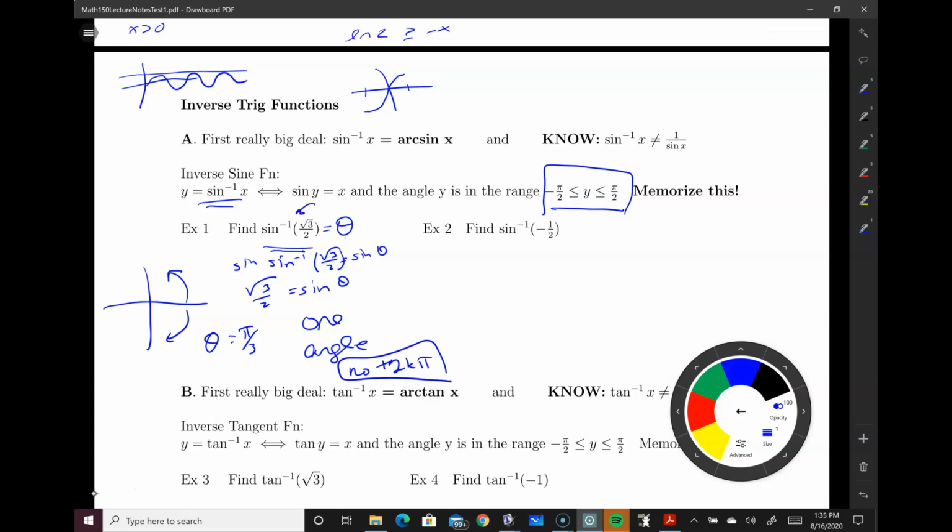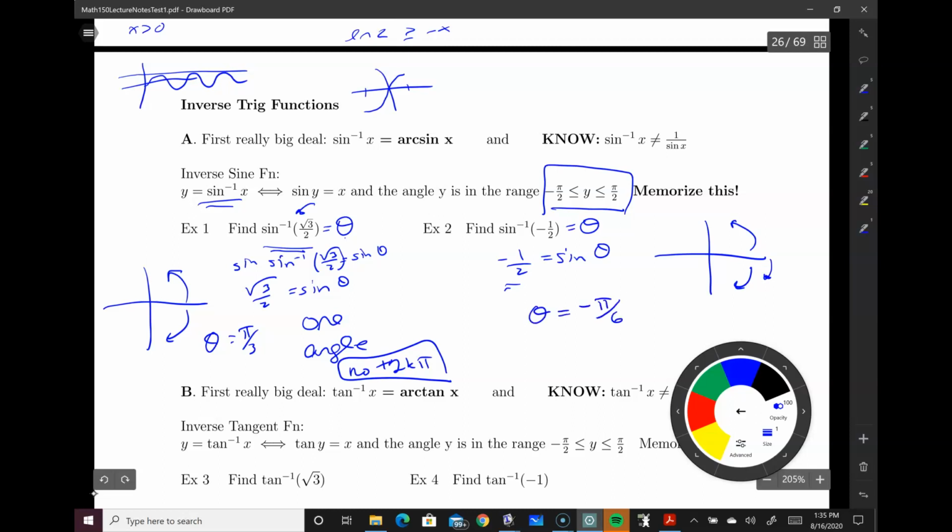So let's do this one. Let's just set it equal to theta because that's what I'm trying to find. What is the angle that makes this work? So if I take sine of both sides, I get this. So now I'm thinking between here and here, what angle is it that gives me negative 1/2? So I want to come down here just a little bit. So I want to say theta is equal to negative pi over 6.